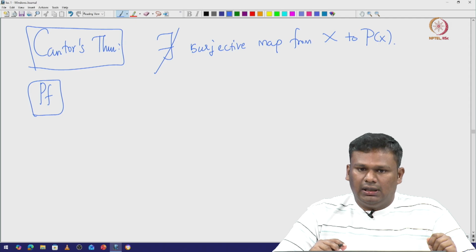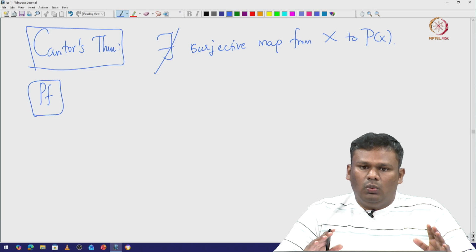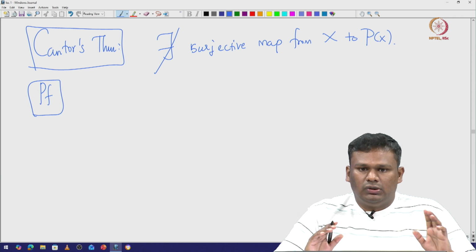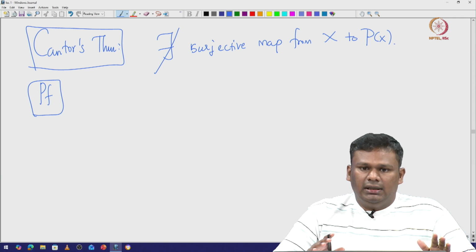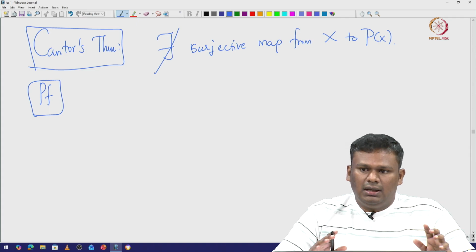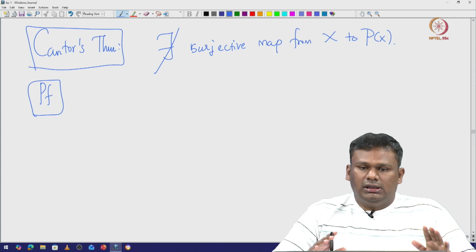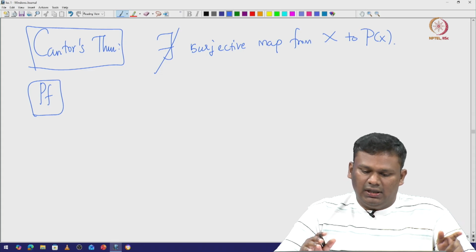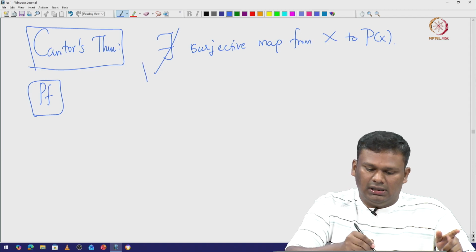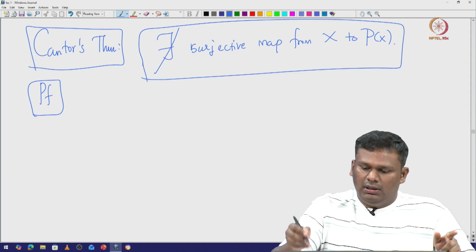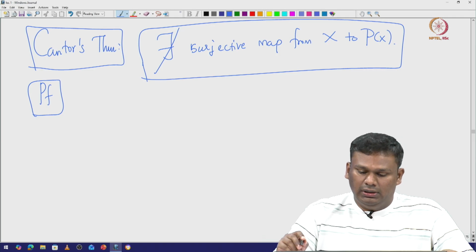The proof by contradiction works like this. If you are interested in proving a statement, what do you do? You assume that the statement is not true. Then you work with that assumption and arrive at a contradiction. That contradiction tells you that the original assumption that you made is not correct. So the original statement that you started with should be true. For example, this result is a great example to demonstrate proof by contradiction.